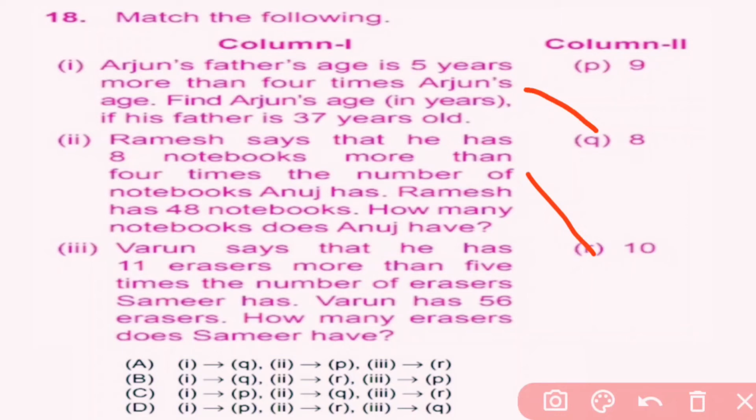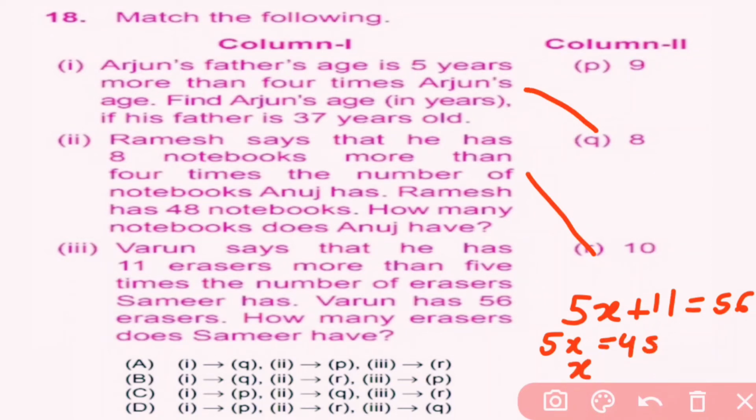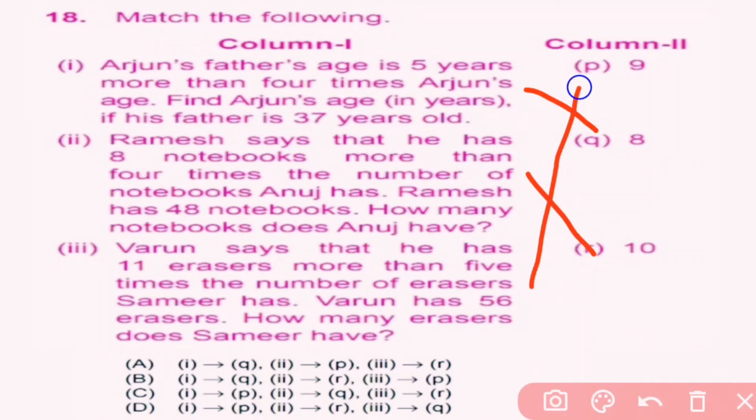So here we consider Samir has x erasers and Varun has 11 erasers more than 5 times Samir's erasers, means 5x plus 11 is equal to 56, the total erasers he has. So 5x is equal to 56 minus 11, which is 45, and x is equal to 45 divided by 5, which is 9. So Samir has 9 erasers. So here B is the correct answer.